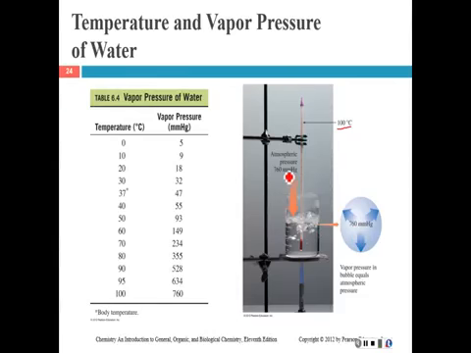Now what would happen if this pressure, the air pressure, was less? Well, then the liquid would be boiling at a lower temperature because the pressure here could be less. And that's what this table is showing us here. As the temperature increases, the vapor pressure increases.